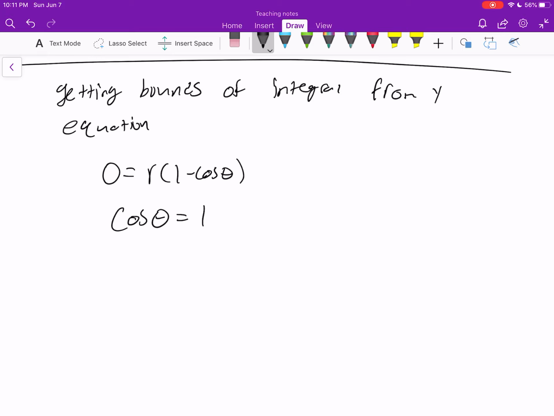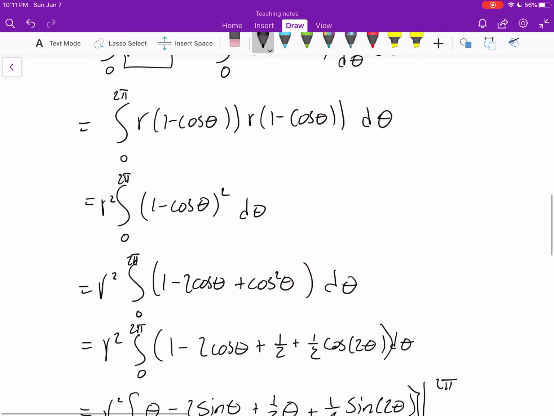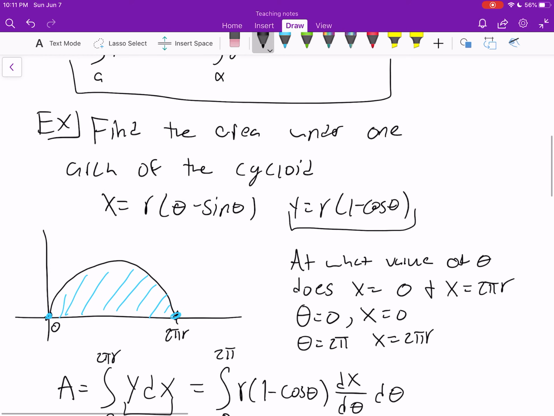And the places this happens, I know it happens at 0 and 2 pi. I do have to check those against the x values. And I can see that if I plug in 2 pi for the x values, it gives me the correct x coordinates. So again, this is a little harder. You'll get practice with it. It is one of the more difficult things.